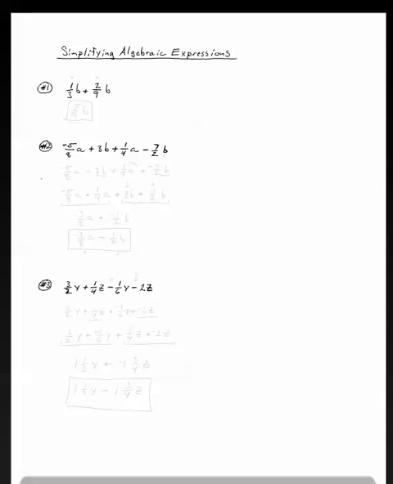Remember, when we're simplifying algebraic expressions, the big thing is that we can only combine like terms. So we want to make sure that the variables look identical, the same letter being raised to the same power. And in this case they are. They're both b's. So what we want to do is add the 1/3 and the 2/9.